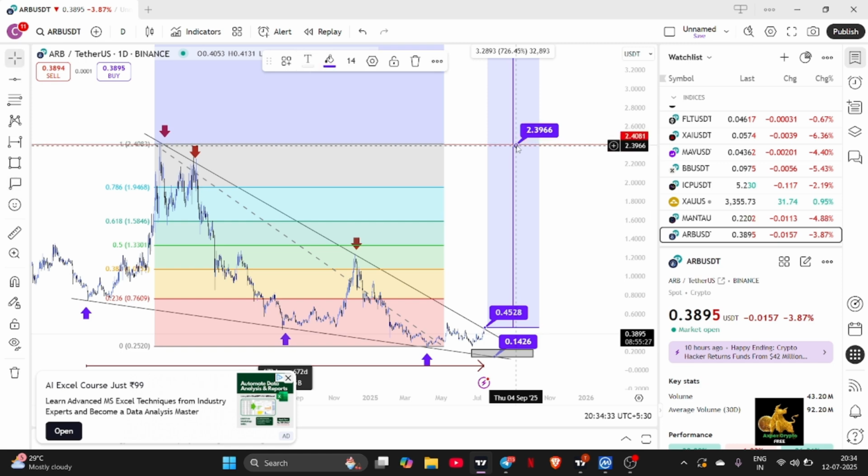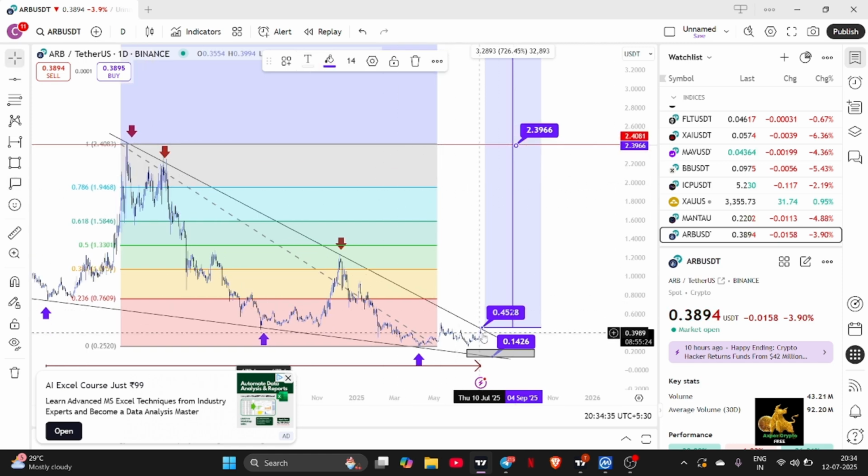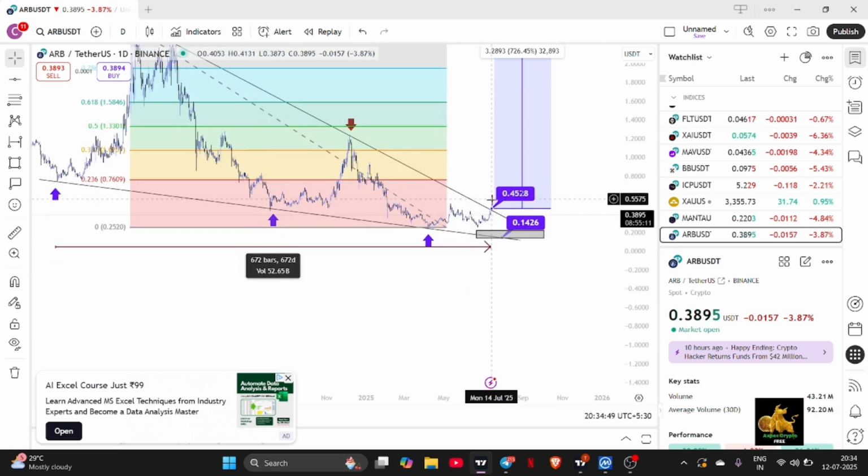It's going to happen very soon. Once breakout $0.4528 range, and this falling wedge pattern directly triggers ARB around $2.39 range. Okay, but once ARB gets rejection from 0.4528, then we are going to see another dump that triggers ARB around $0.1426 range. Okay, so be careful.